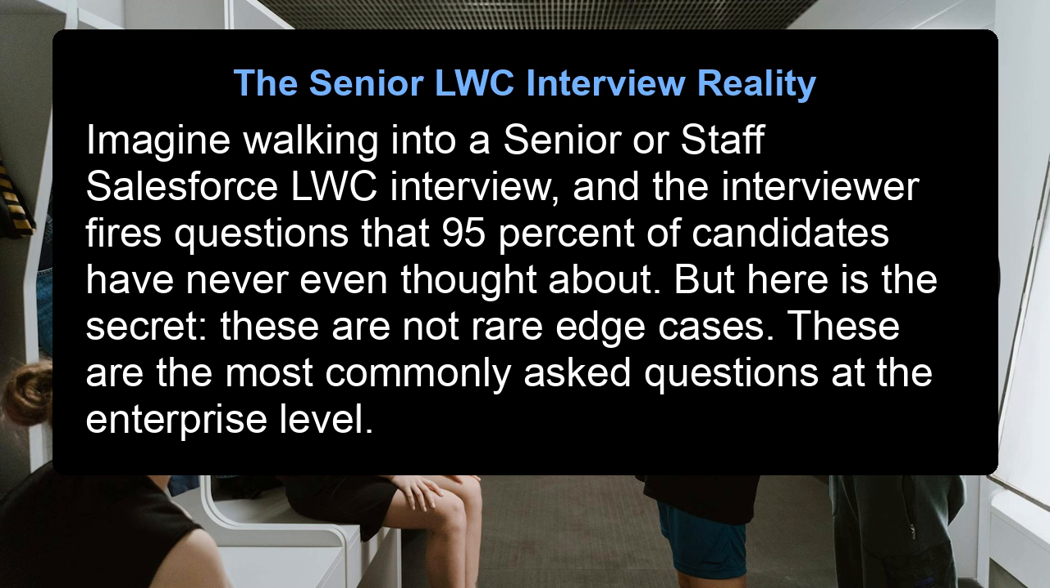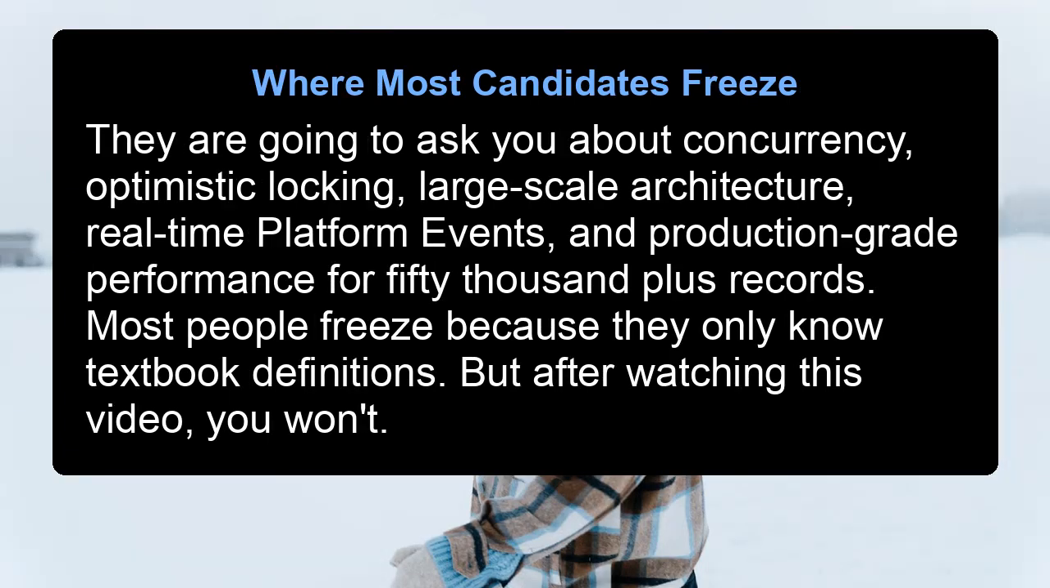But here is the secret. These are not rare edge cases. These are the most commonly asked questions at the enterprise level, where most candidates freeze. They are going to ask you about concurrency, optimistic locking, large-scale architecture, real-time platform events, and production-grade performance for 50,000-plus records. Most people freeze because they only know textbook definitions. But after watching this video, you will not.